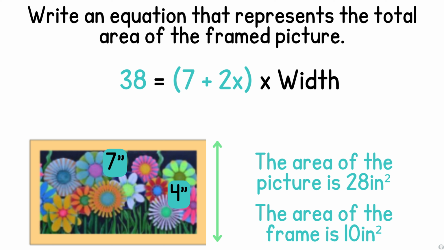And then we can find our width by taking the 4 inches that are in the picture and adding an x on both sides to represent the frame. So our width is 4 plus 2x. And now we have all our variables filled out for area, length, and width, so our equation is complete.